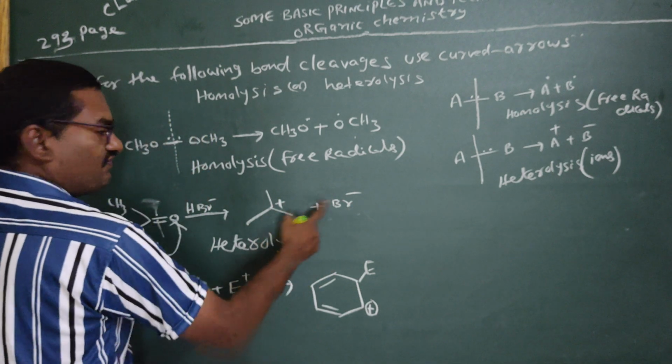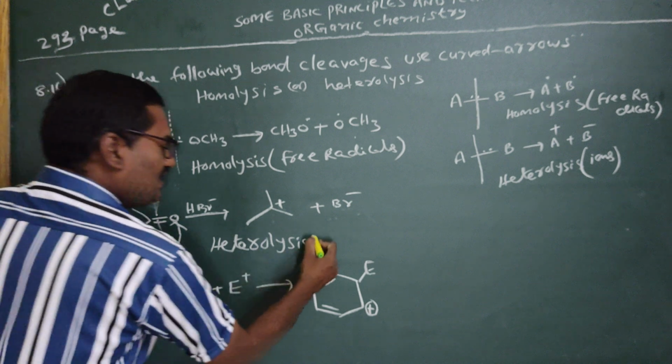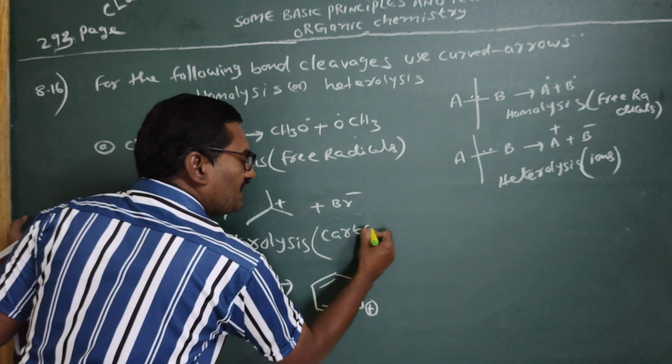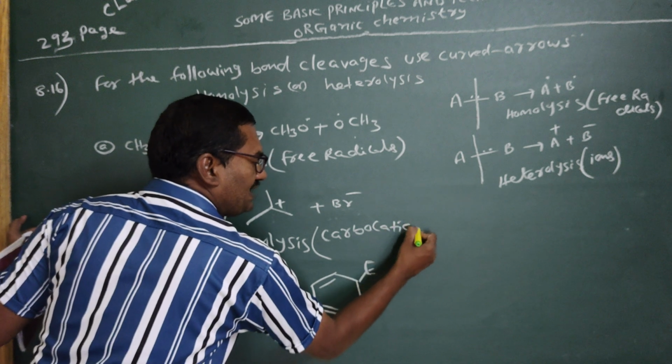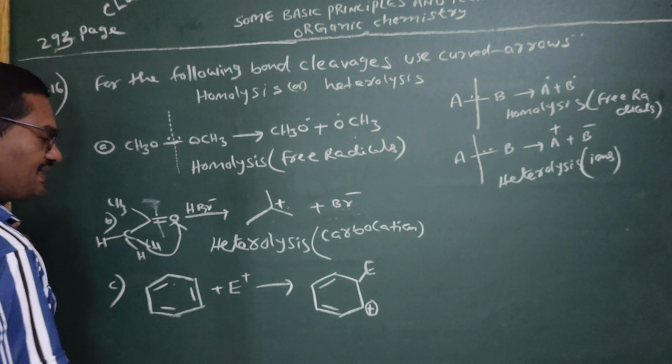Ions are formed, so it is heterolysis. The intermediate compound is a carbocation. Carbocation means carbon contains a plus charge. So it is the carbocation.